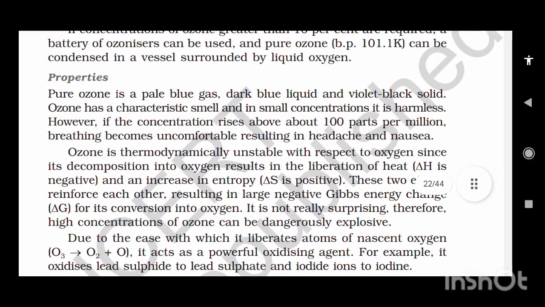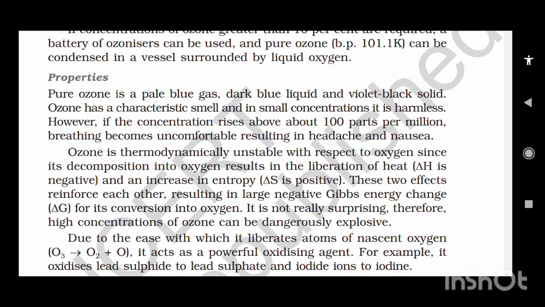Properties. Pure ozone is a pale blue gas, dark blue liquid, and violet black solid. Ozone has a characteristic smell, and in small concentration it is harmless. However, if the concentration rises above 100 parts per million, breathing becomes uncomfortable, resulting in headache and nausea. Ozone is thermodynamically unstable with respect to oxygen, since its decomposition into oxygen results in the liberation of heat and an increase in entropy. These two effects reinforce each other, resulting in large negative Gibbs free energy changes for its conversion into oxygen.